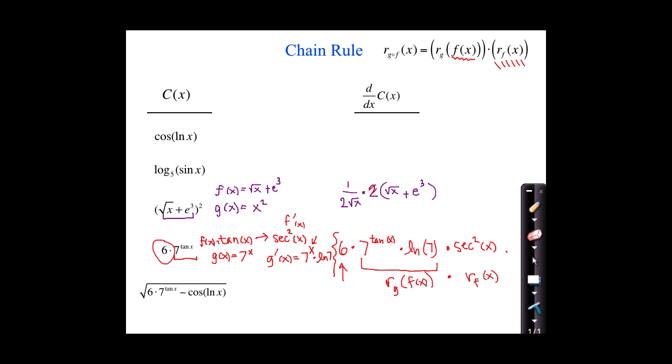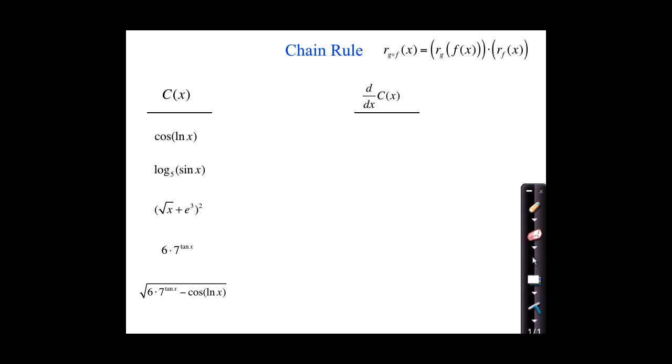But I'm going to clear all this off, kind of start from scratch and talk all the way through it. So outermost function is this square root, right? We know to do a derivative of a square root function, it's 1 over 2 times the square root of something. So I'm going to say 1 over 2 times the square root of, well, all that. So I'm just going to write it quickly. 6 times 7 to the tangent of x. That's tangent. Minus cosine natural log of x.